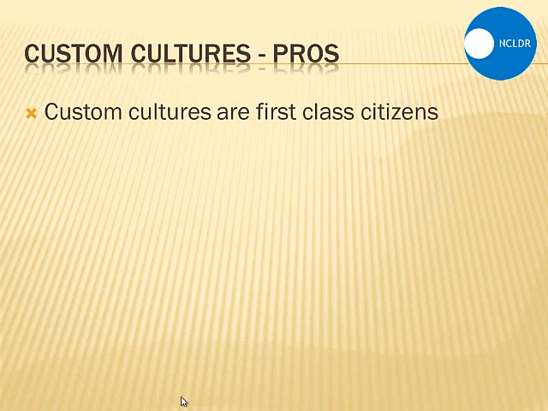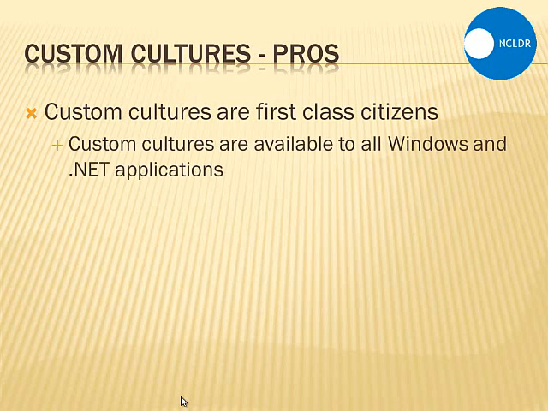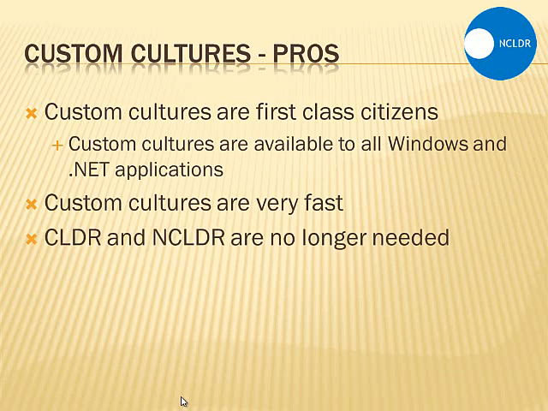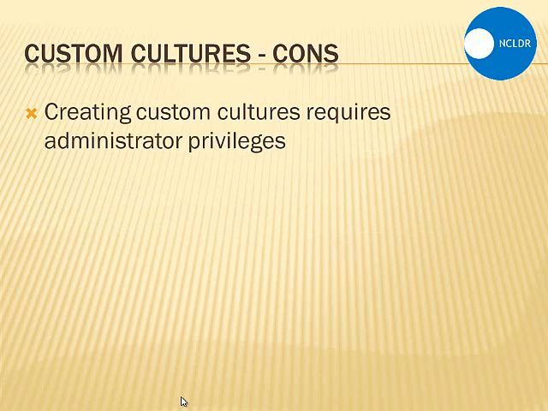Let's take a look at some of the pros and cons of this process. Starting with the pros, custom cultures are first-class citizens. That means that they are available to .NET applications. They're also available to Windows applications, so anything that runs on the machine for which the custom culture has been created. Custom cultures are very fast. They outperform pretty much any other solution which would be handwritten in code. It also means that having created those custom cultures, if that was your goal, then you no longer need CLDR or NCLDR. However, there are some cons to this process.